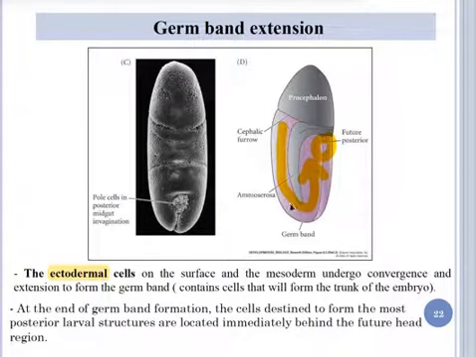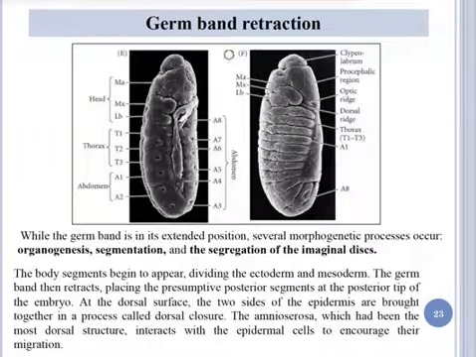So this will bring the cells just behind the head. Okay, so these posterior structures will be located at this period behind the future head region. So first we have a germ band extension, and this germ band extension, okay, you see it here.